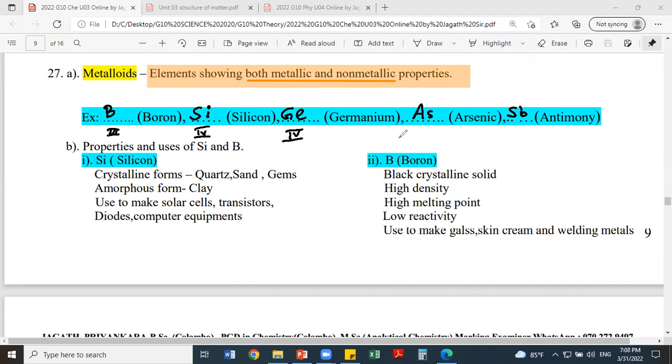Arsenic, group 5. Antimony, also from group 5. These three, germanium, arsenic and antimony, no need to remember the atomic number or the electronic configuration, only the symbol and its name. But the first two, boron and silicon, you should know even the configuration and atomic number and everything, protons, electrons, neutrons, because that is within the first 20 elements.